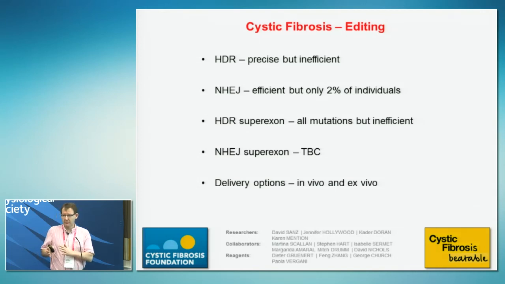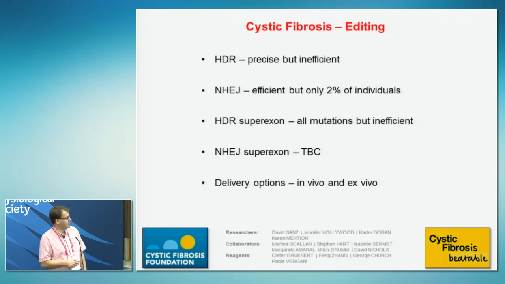But if you've got a suitable ex vivo route, and you'll see people describing this today, and you can select these cells, then this is a very good therapeutic avenue. But if you're going to try to go directly in vivo, then we reckon that maybe for some mutations, the non-homologous end joining approach will be better. It's very efficient in our hands, in one case up to 70% of cells, but for CF patients, it's only going to work for about 2% of people.